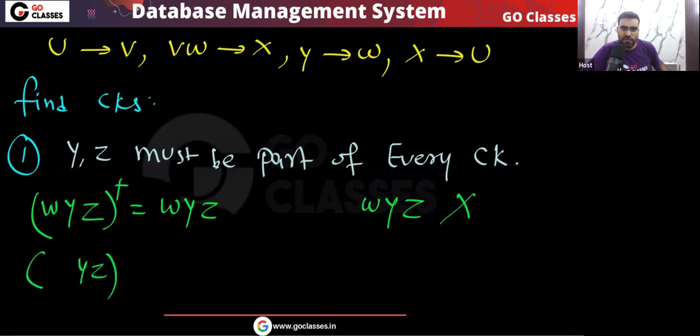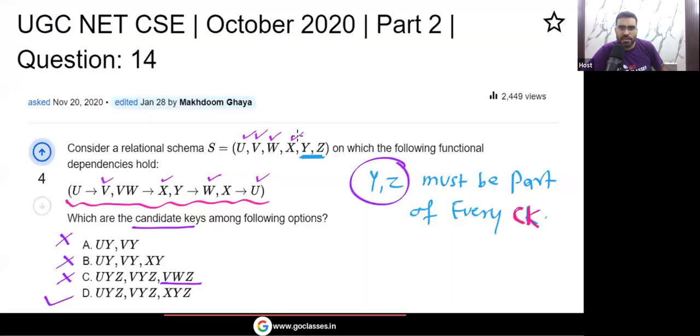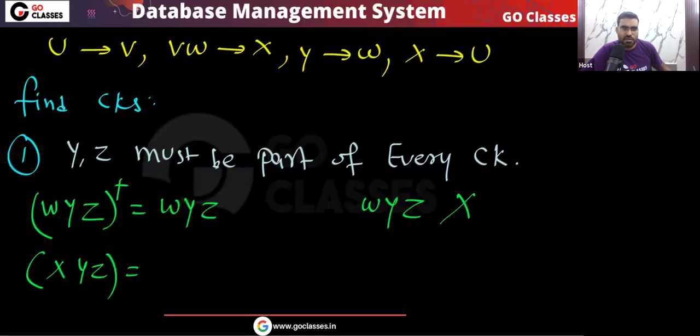With YZ, take one more attribute. Let's take X. Will it work? What is the closure of XYZ? That will be XYZ. Now X can determine U. Remember, this itself is a candidate key. So you will get everything. You will determine V, and Y will determine W. So again we got everything. So XYZ is also a candidate key.